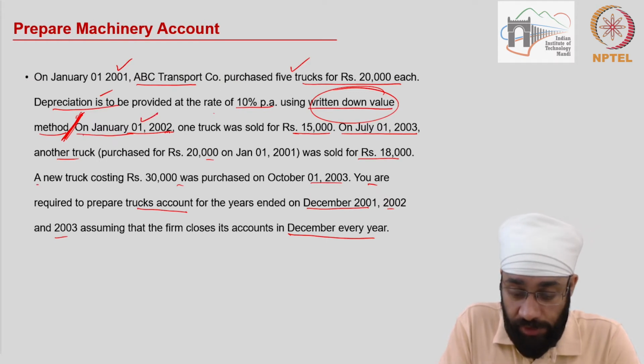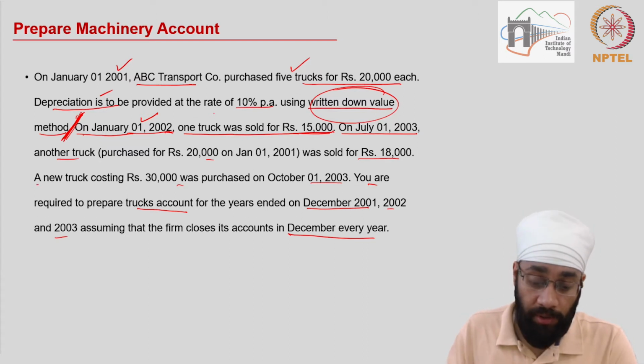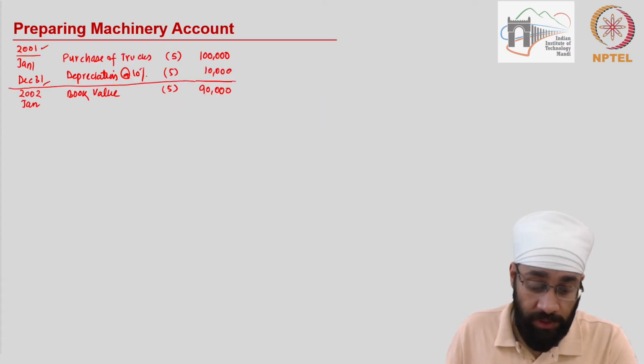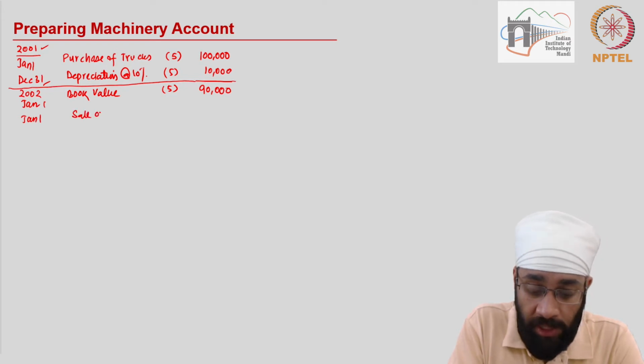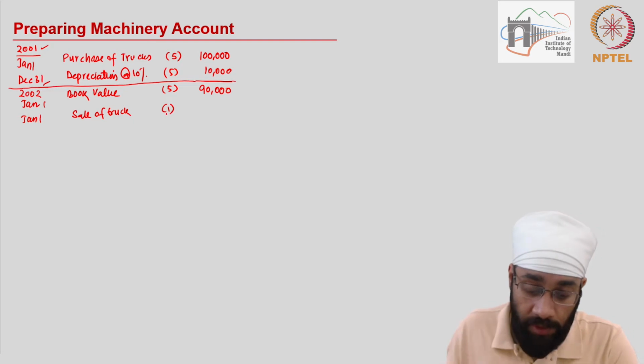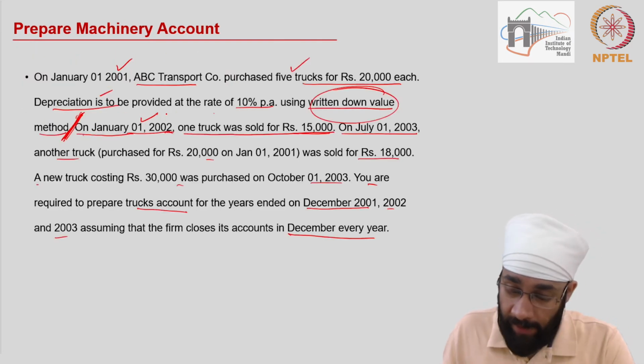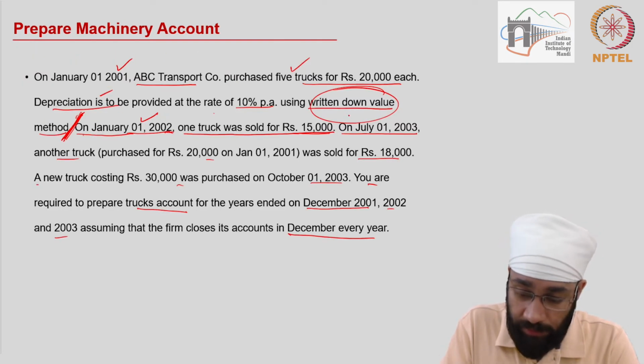On January 1st, 2002, one truck was sold for 15,000. Now, one truck has been sold on January, right on this date. We found the book value on this date, and now another truck is being sold. So sale of truck, one truck is being sold, and this is being sold for 15,000.